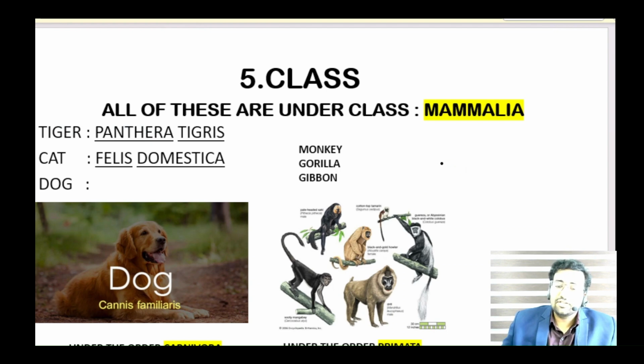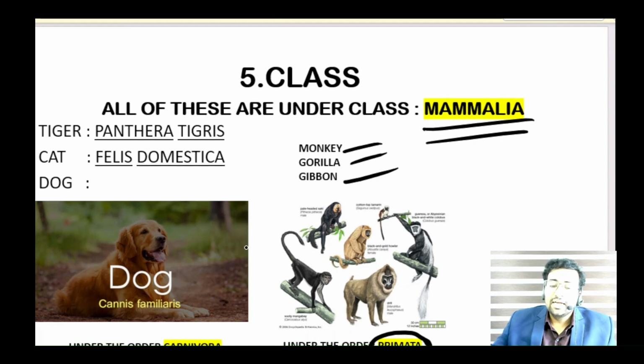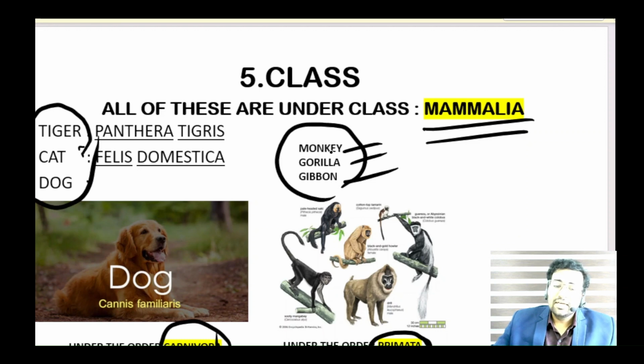An example for class is Mammalia, class Mammalia. They are mammals. Monkey, gorilla and gibbon everything belongs to an order known as Primates. The order Primates includes monkey, gorilla, gibbon, and the order Carnivora, as I mentioned, Felis, Panthera, and dog, Canis familiaris. Let me say the common names: tiger, cat, dog, monkey, gorilla, gibbon. The tiger, cat and dog are under the order Carnivora, whereas monkey, gorilla and gibbon belong to the order Primates, all under the class Mammalia. Mammalia means mammals.